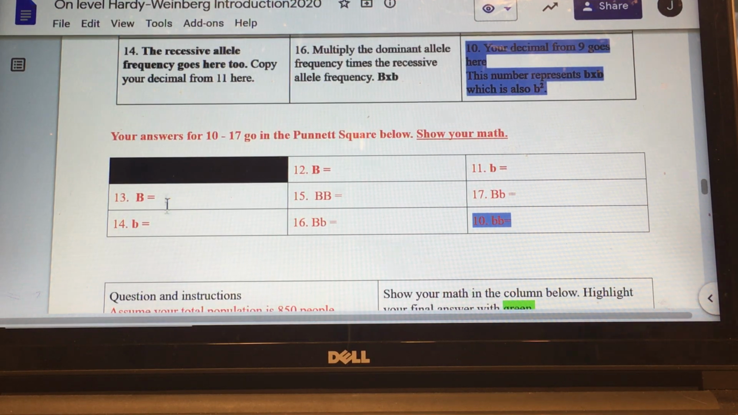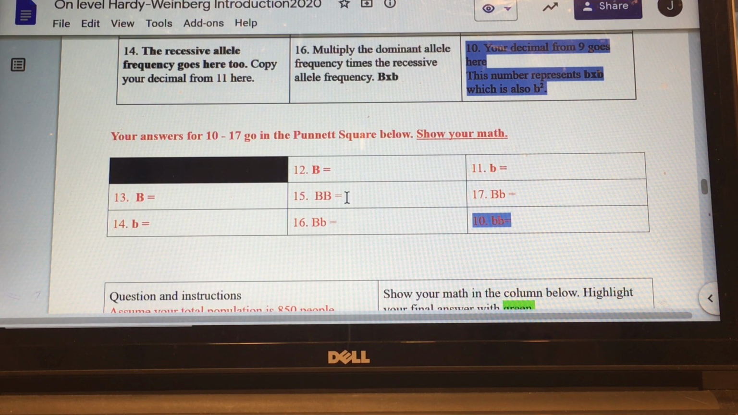Then for 13 and 14, you just copy your answers. So your answer from 12 also goes with your answer from 13. They're the same. And your answer to 11 and 14 should be the same. And 11 and 14 are going to be the square root of whatever you got from 10, which you got from question 9. Then the rest of this is really similar to the previous problem.